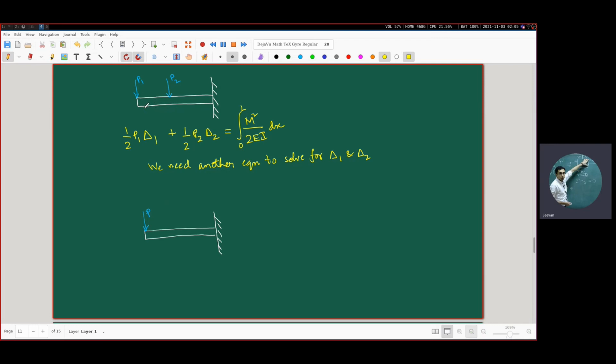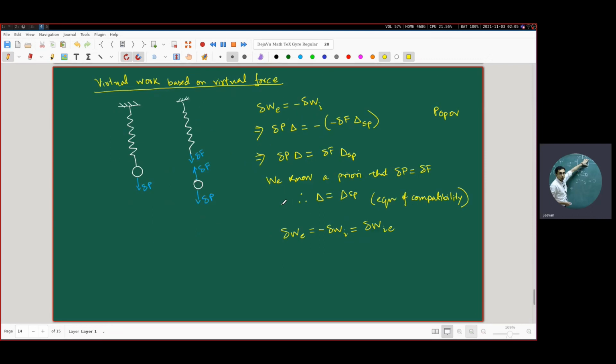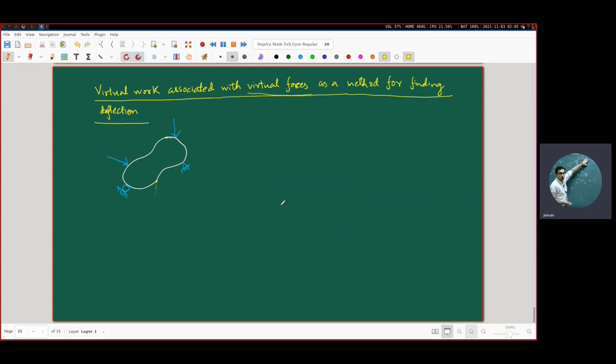For this kind of cantilever problem, we are interested in deflections in the vertically downward direction, either at this point or at this point, or perhaps even at any other point. And you will see that the virtual work method that we are going to learn will be absolutely fine for finding the deflection at any point, not just at those points where the external forces are applied.